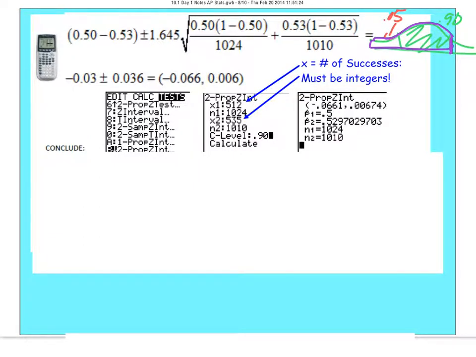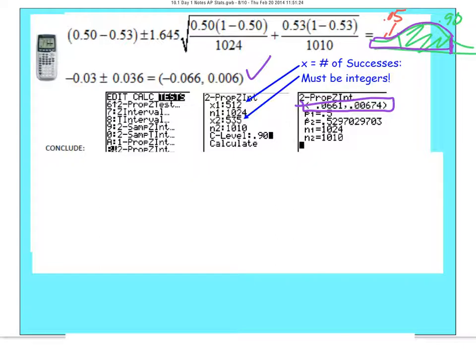Type that in accordingly. This must be as integers. Never on an interval or a test do you put the proportion here. You just put the counts for x and n. And we want a 90% confidence interval. So I'm going to calculate that, and lo and behold, here's what we get for our interval, which is the same as if we calculated it by hand.